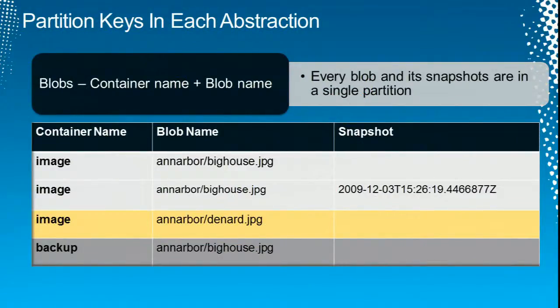For a blob, it is the container name plus blob name. That's a single partition. So you can assume that every blob is its own partition. There's not much thinking to do out there. And then there's snapshot. Every blob and its snapshots are a single partition, because the partition key is your container name plus blob name, and that is why a blob and all its snapshots belong to a single partition.